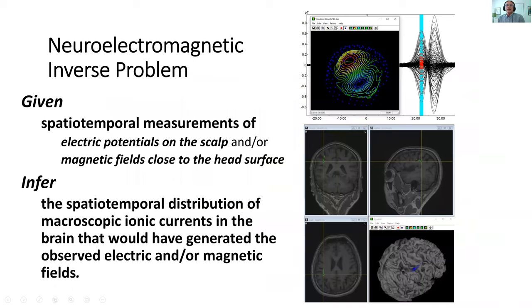So here's a brief introduction to the neuroelectromagnetic inverse problem. We're given spatiotemporal measurements of electric potentials on the scalp, or magnetic fields close to the head surface. And from that, we want to infer the spatiotemporal distribution of macroscopic ionic currents in the brain that would have generated the observed electric and/or magnetic field. So shown over here is a simple case.